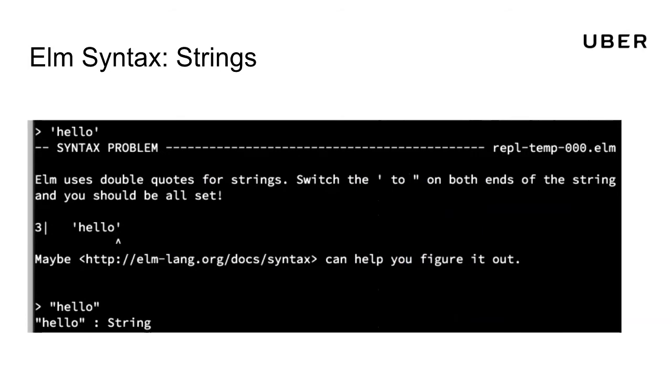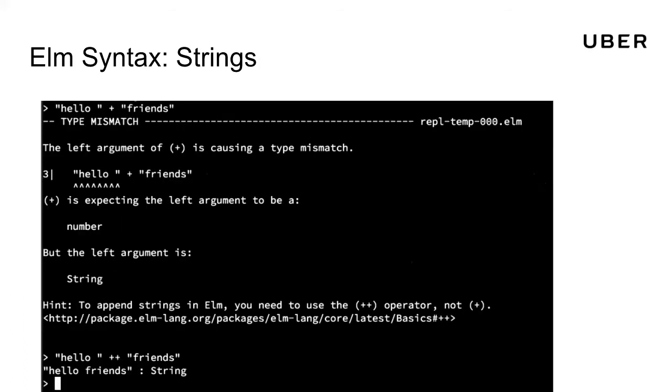Okay, strings. This is all a screenshot from the Elm REPL. I'm not going to do side by side because I trust that you guys know JavaScript. Strings in Elm, you're only allowed to use double quotes. So if we type something with single quotes in here, you get this message, which tells you that Elm uses double quotes for strings. This is pretty nice. This is a compiler error, and it even goes right into the docs if you're super confused, which definitely happens when you're learning new things. So if you type in hello, you get a string.